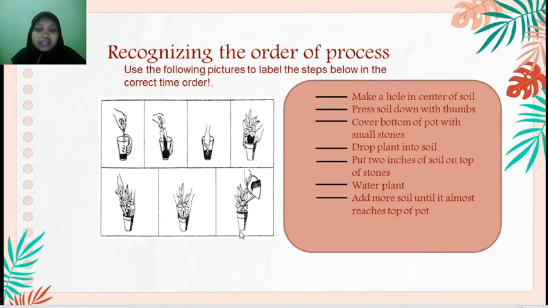Okay, next, recognizing the order of the process. Use the following pictures to label the steps below in the correct step order. So pay attention to the pictures, and we will sequence the correct steps in planting plants in pots. And this is the sequence of the steps that we have not determined, which one corresponds to picture number one, and so on. And here is the correct sequence of steps according to the pictures.